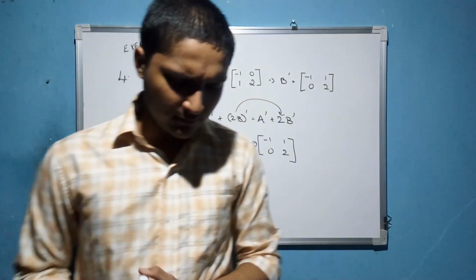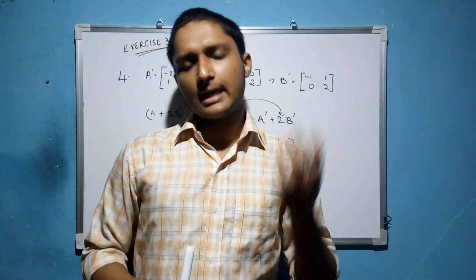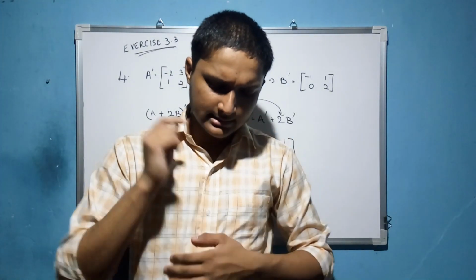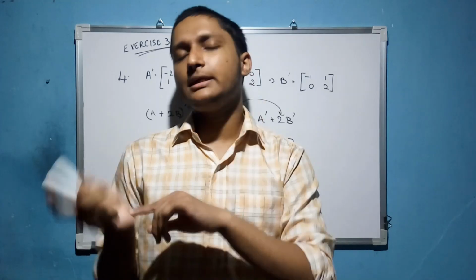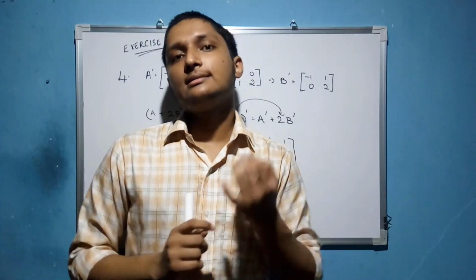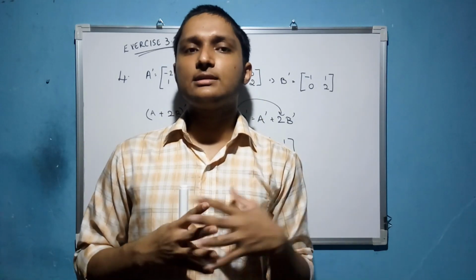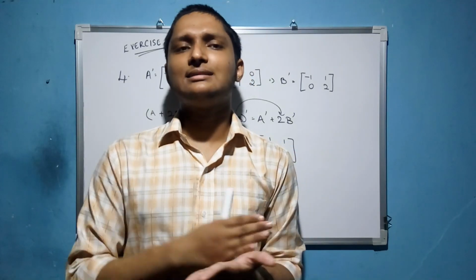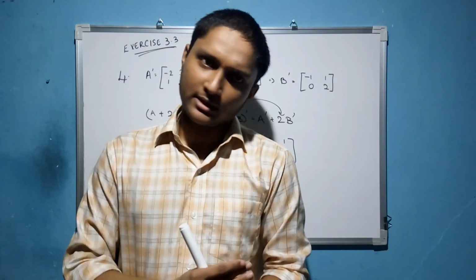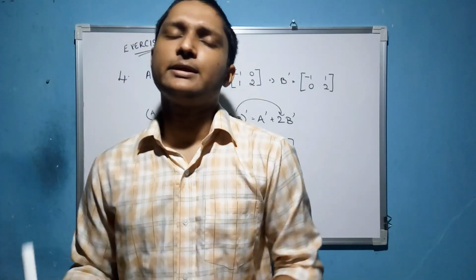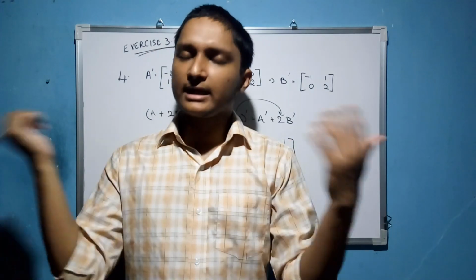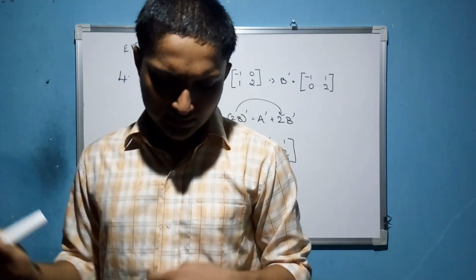Next you have the fifth question. The fifth question is again based on the result that (AB) whole transpose is equal to B transpose into A transpose. That is going to be verified by the left hand side and the right hand side. You can do it by yourself because it is just matrix multiplication, finding the transpose and multiplying again. You are going to get the same result.